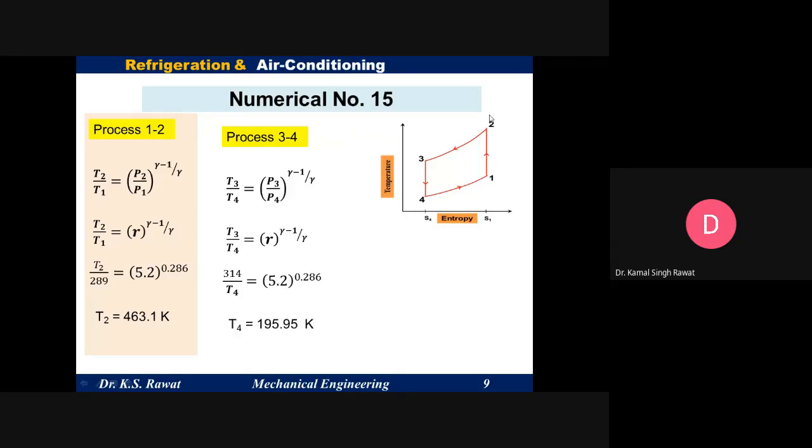Yes, what is the value of T4? Sir, 196.12 Kelvin. Okay, so it is... Yes, sir. 195.95 Kelvin. Okay, so there is some difference because you are taking the whole value which is coming in the calculator, so that's why you are getting a different answer. Okay, so T4 equals 195.95 Kelvin, according to my calculation.